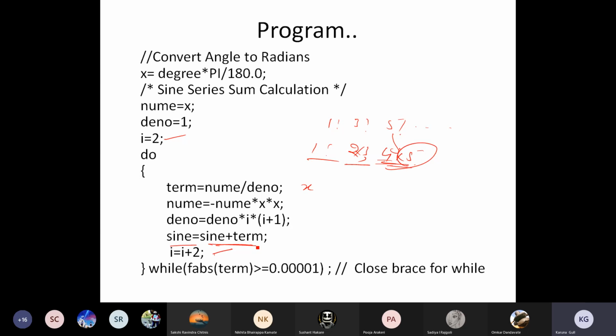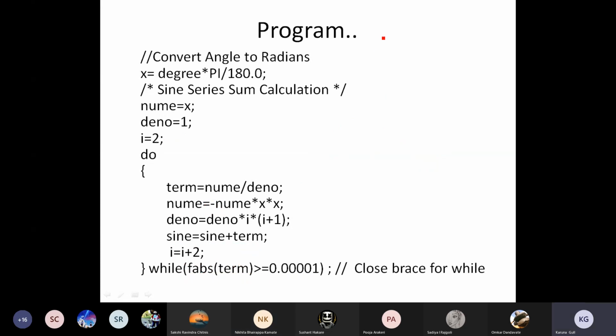So I'll be continuing this till I get the term value that I want. Please remember, this has to be converted into an absolute value before I proceed with checking this condition, because sometimes I get a minus value, sometimes a positive value, but I want the comparison to be with the positive value itself. That's why I'm converting this term to an absolute value. Is it okay, students? Yes, sir.